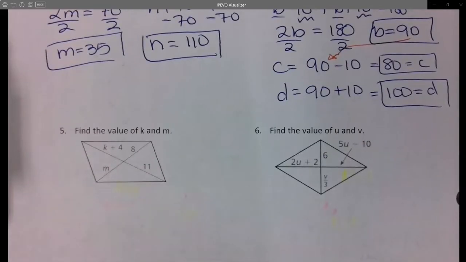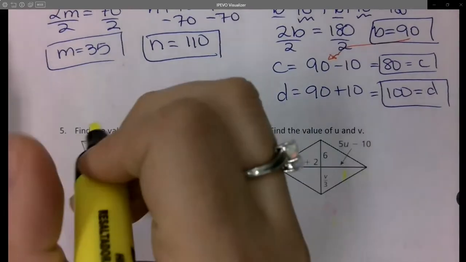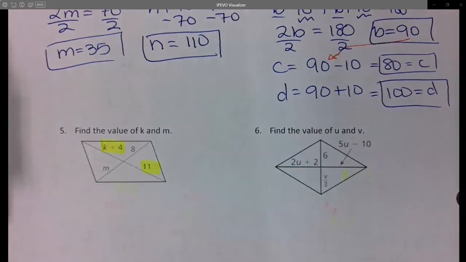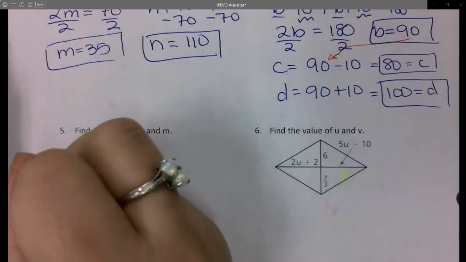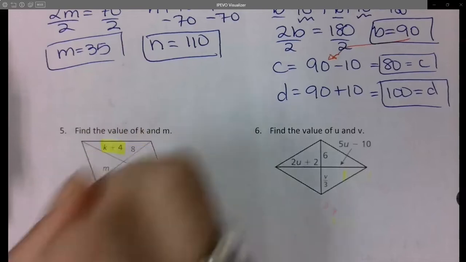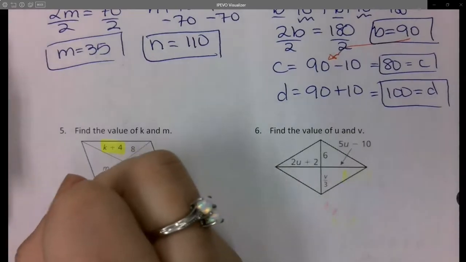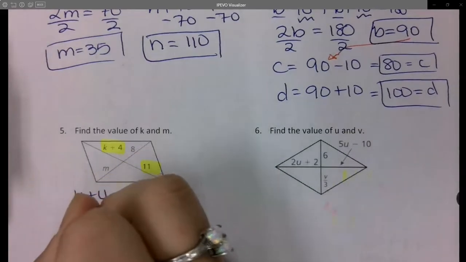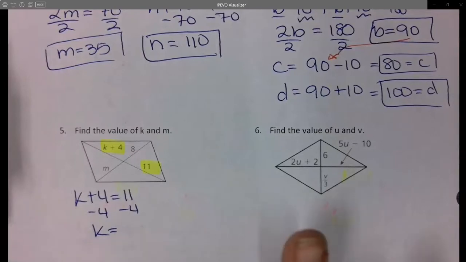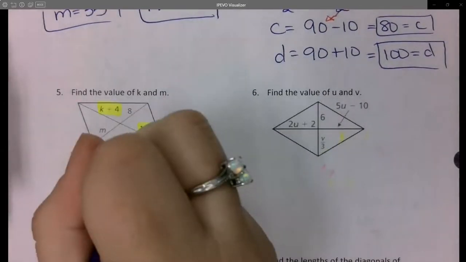On number 5, it wants me to find the value of k and the value of m. So this one, diagonals, when they're bisected, are congruent. So I'm going to have the k plus 4 and the 11 equaling each other. Then I want to go ahead and solve for k. So I'm going to subtract 4 on both sides. 11 minus 4 will give me 7.